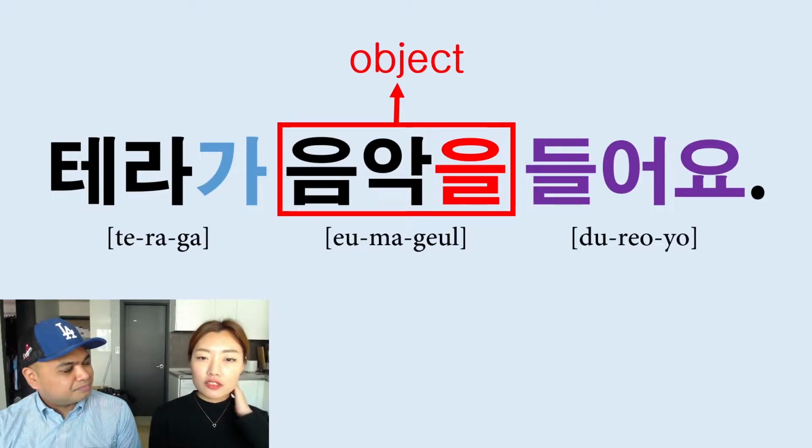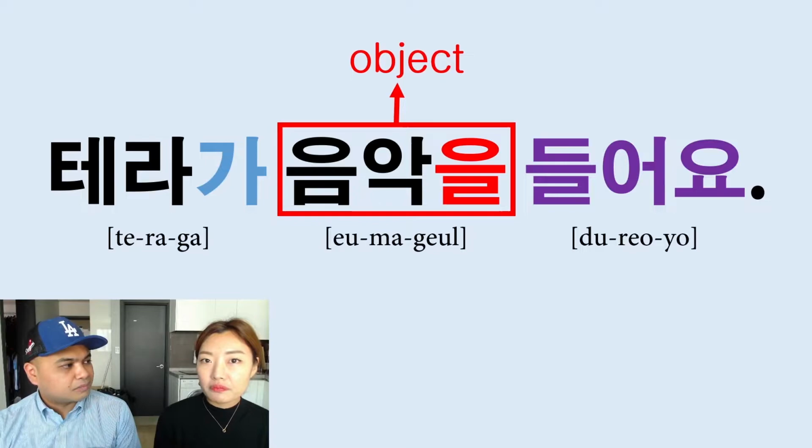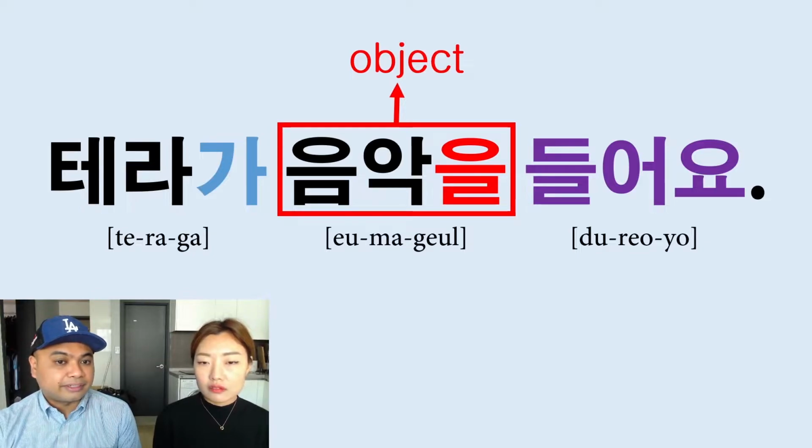Yeah, I think sometimes we understand even though you skip the object marker. So some people just skip it, but I think it's good practice to always use it. It's a good idea to always use it when you're writing or speaking.